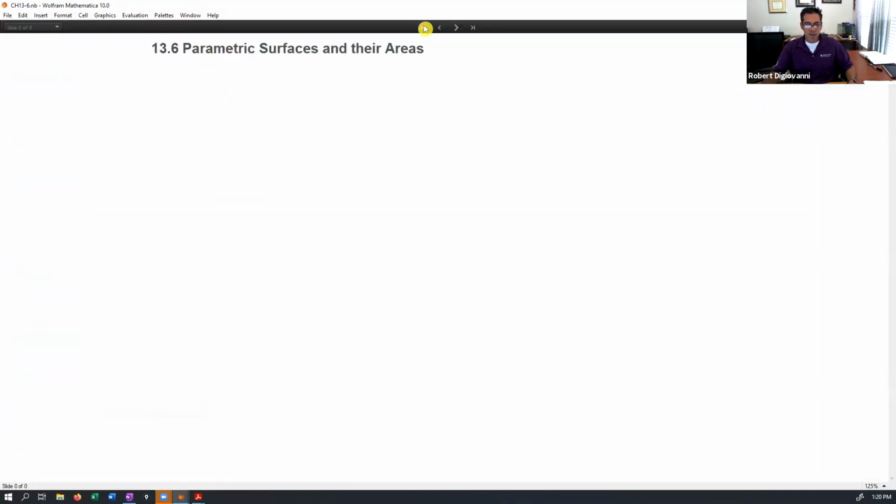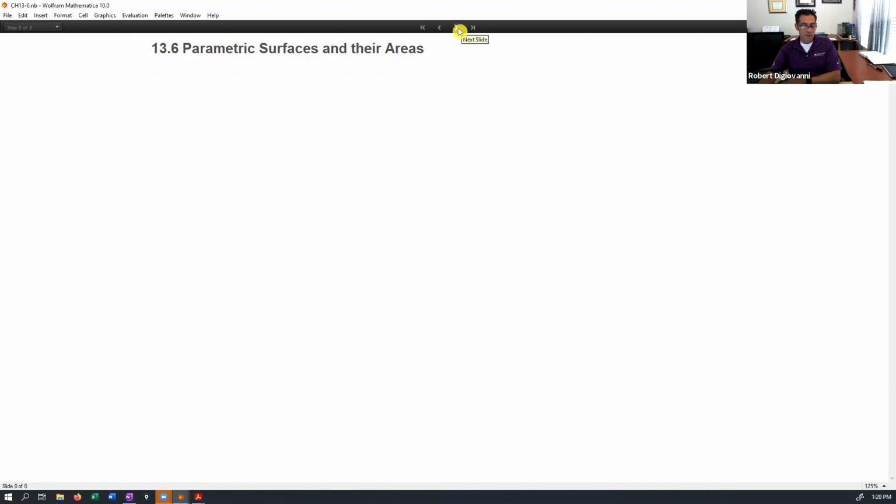Okay, so 13.6, parametric surfaces and their areas. This section is, I don't like the way the book does it in the sense that they tell you something and then they expect that you're just like really good with it right away. And I always like to take some time to make sure that students understand this, because if you don't understand it, you can't do anything else after this. So let me first introduce the idea, then we're going to take a step away and we're going to do some practice problems, and then we're going to come back to the section.